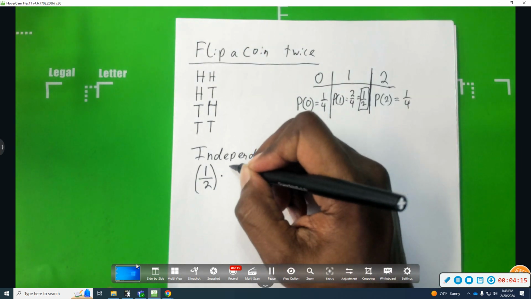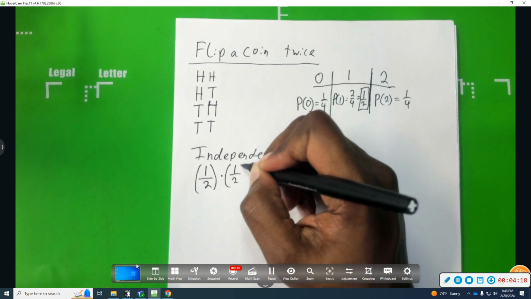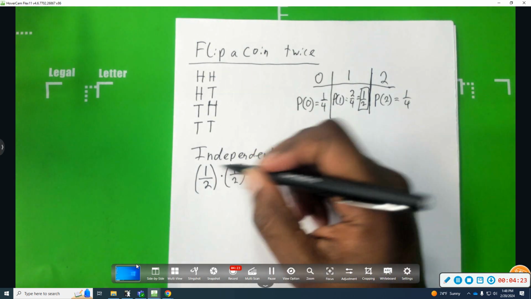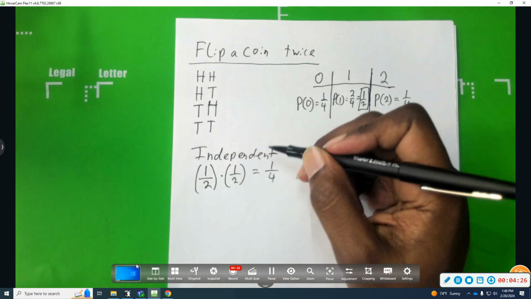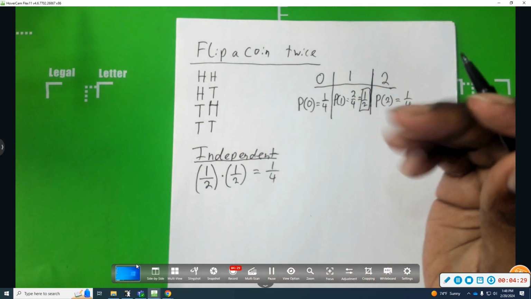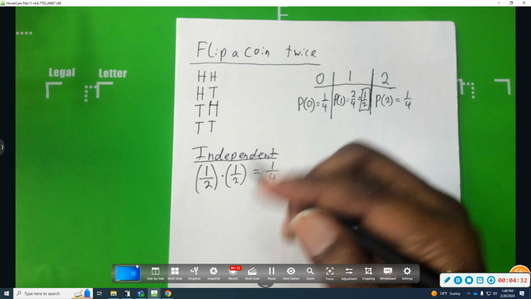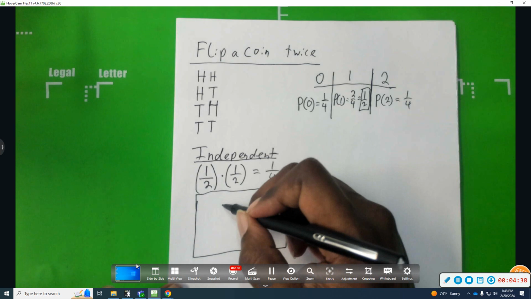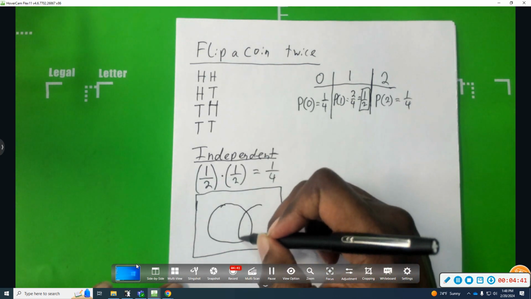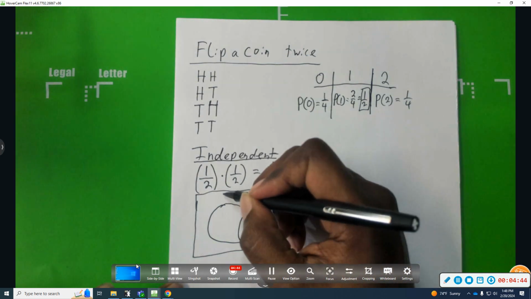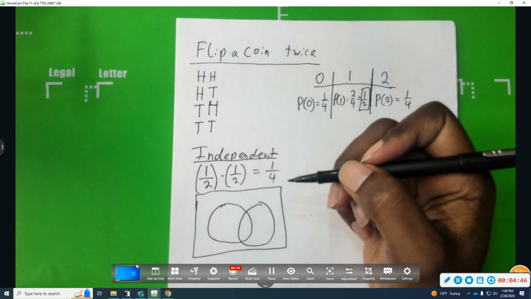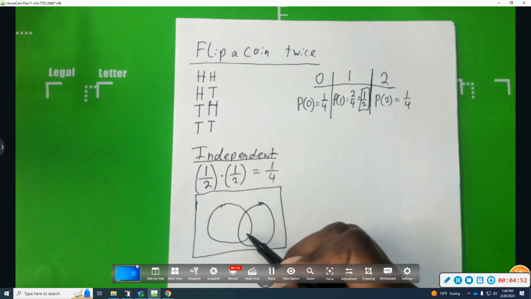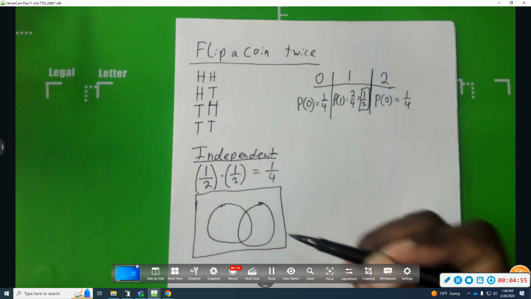So the first flip is 1/2, the second flip is 1/2 because there's 1 out of 2 of coming up heads. You multiply straight across and we get 1. 1 times 1 is 1, 2 times 2 is 4. So we get 1 out of 4. Independent means one does not affect the other. If you want to see what that looks like in the Venn diagram, independent events can overlap, which means I can flip the coin twice and get 2 heads in the middle. But to find that middle, I would multiply to get that intersection. So independent events will look like this.